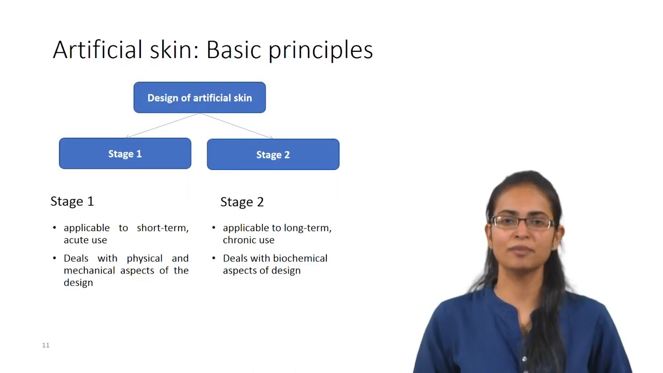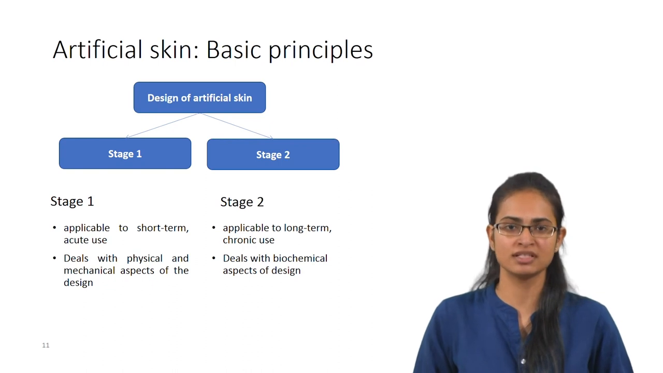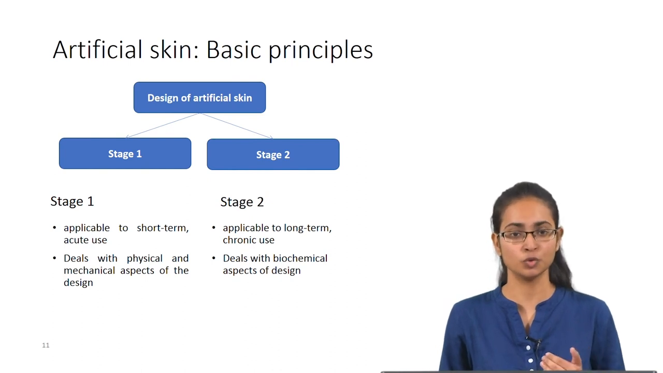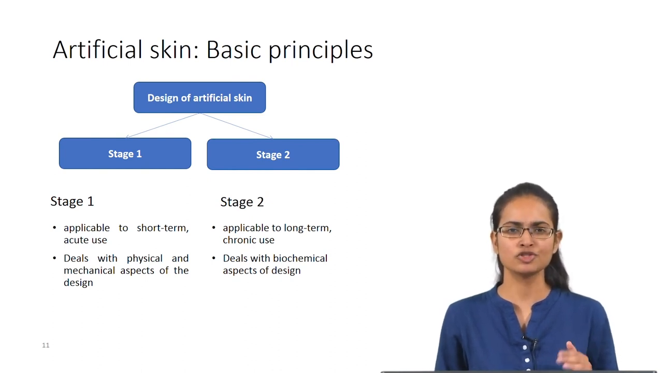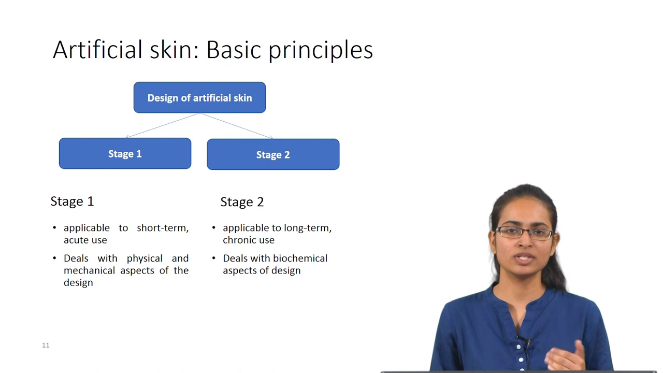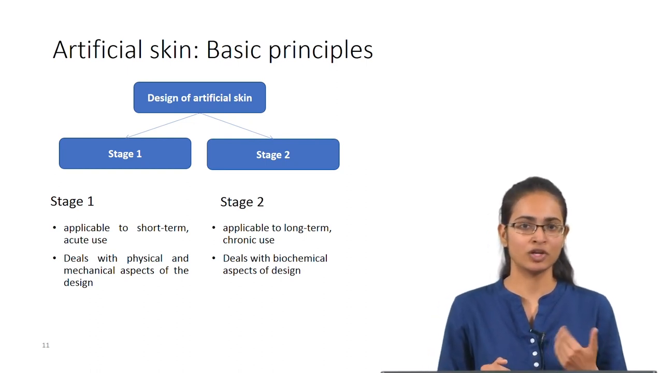Hello everyone, I am Vasudha, an MS student in Dr. Vignesh Muthuvijayan's lab. Today we are going to discuss various design strategies that have been used to synthesize tissue engineered skin grafts. Artificial skin is designed in two stages, stage 1 and 2. Stage 1 is applicable to short term acute use, while stage 2 is applicable to long term chronic use. Stage 1 deals with physical and mechanical aspects of the design, while stage 2 deals with biochemical aspects.